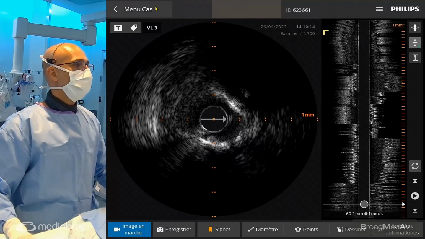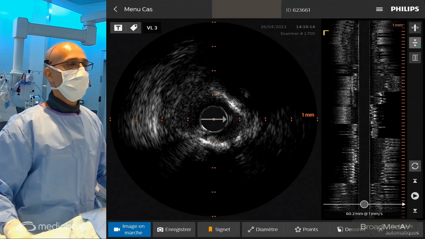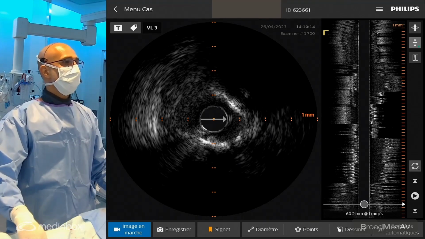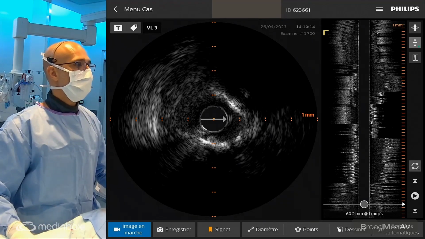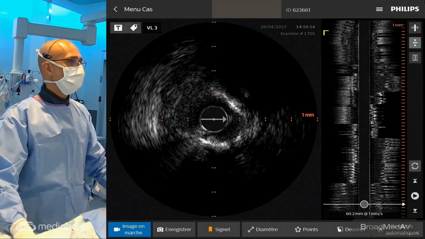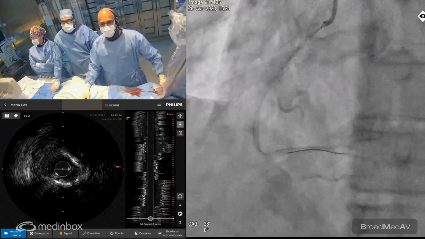I took the same 3.0 balloon, a new 3.0 balloon, non-compliant, to 20 atmospheres. And you can see that there's no longer any waist. Next. Perfect. So at this point, it's safe to stent. You'll have good expansion. I took a first 3.0 by 38 stent that I deployed distally. Post-dilated with the stent balloon to 20 atmospheres.